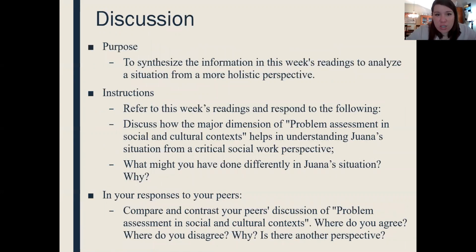This week for the discussion, you are going to respond to the following. Discuss how the major dimension of problem assessment in social and cultural context helps in understanding Juana's situation from a critical social work perspective. What might you have done differently in Juana's situation and why? So you're using the textbooks and the readings that you've learned and applying it to the situation in the novel. Then in your responses to your peers, compare and contrast your peers' discussion of the problem assessment in social and cultural contexts. Where do you agree and where do you disagree? Is there a different perspective that maybe you have as well? So make sure you look at that for this week's discussion board.